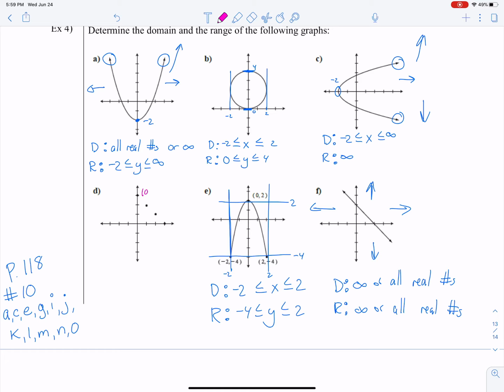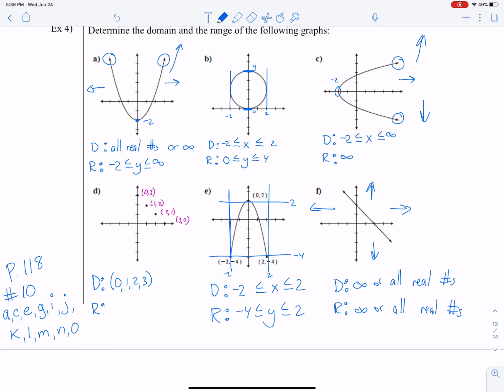So this point is 0, 3. This one is 1, 2. This one is 2, 1. And this one is 3, 0. Okay. Then I'm going to look at my x values. I have 0, 1, 2, 3. So no repeats, and they're already in order.